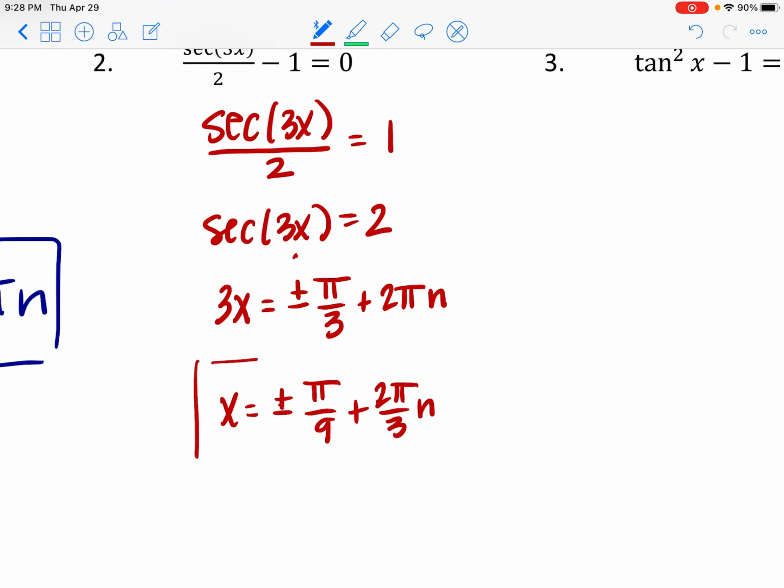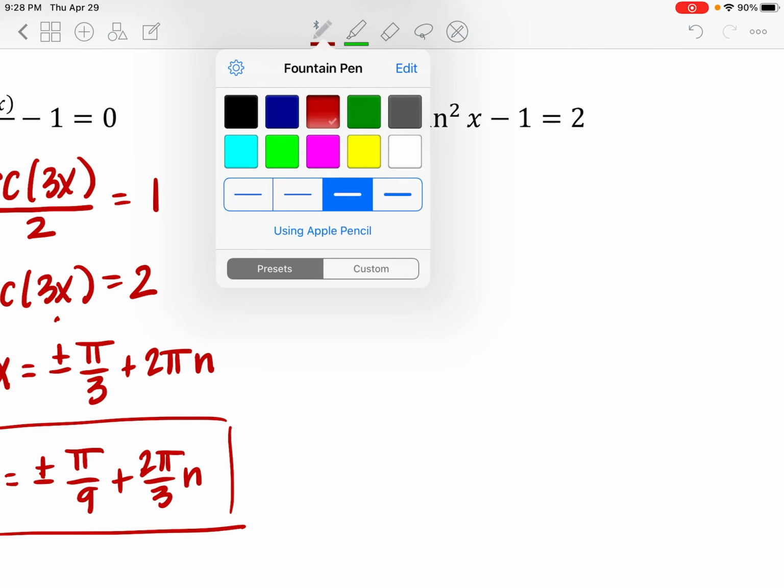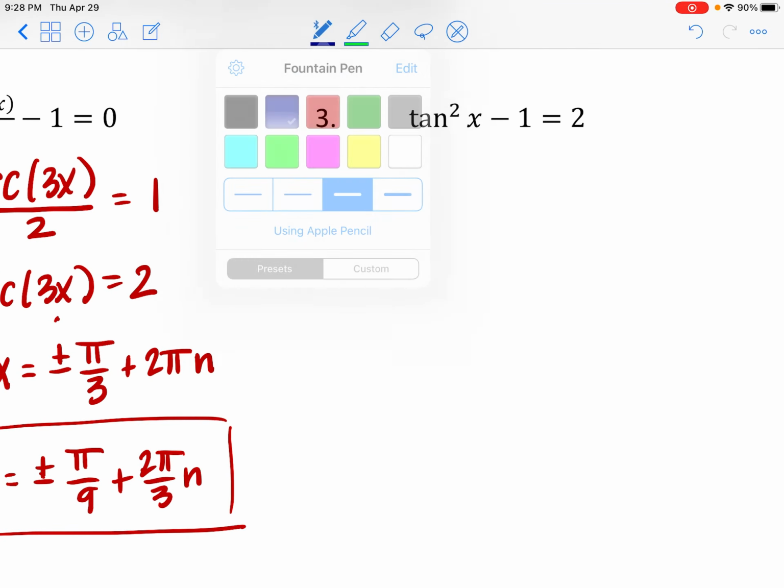Okay, so that's our solution set for that one, which is just crazy, right? Seems like, what are we doing here? I don't know about you, but that looks like a foreign language or something. All right, let's try it again.